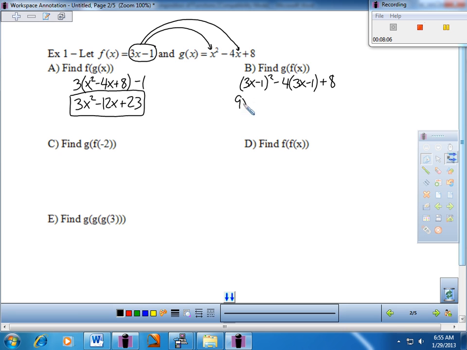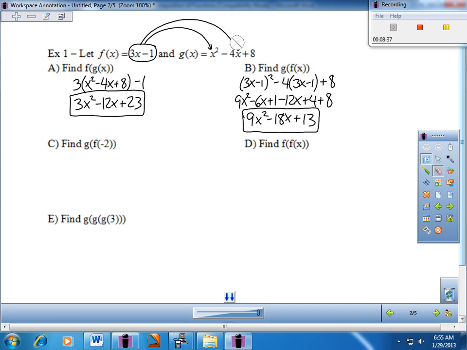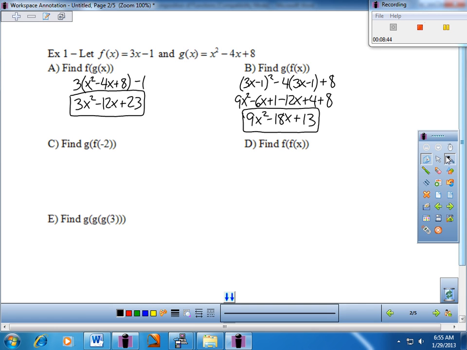So I'm getting a 9x squared minus 6x plus 1 minus 12x plus 4 and plus the 8. So when all is said and done, from my perspective, I'm getting a 9x squared. X's combined together, I'm getting a minus 18x. And put the units together, and I'm getting a 13 on that. All right, not too shabby. That's looking pretty good. So again, let's just sort of be clear about this. Along with the other 4 operations, addition, subtraction, multiplication, and division, composition is just a way to combine 2 functions together in order to create a third function.